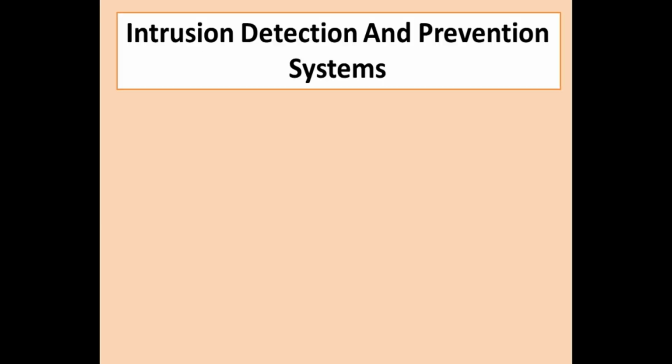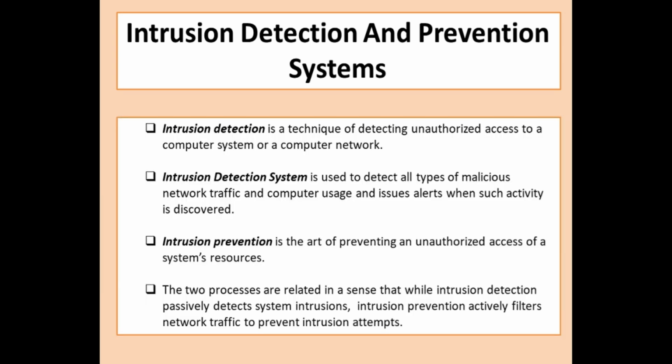Now let's understand some basics about intrusion detection and prevention systems. What is intrusion detection? Intrusion detection is a technique of detecting unauthorized access to a computer system or a computer network, whereas an intrusion detection system is used to detect all types of malicious network traffic and computer usage, and issues alerts when such activity is discovered. On the other hand, intrusion prevention is basically the art of preventing unauthorized access to a system's resources. Okay, let's see how the two processes are related to each other. Intrusion detection detects system intrusions, whereas intrusion prevention actively filters network traffic to prevent intrusion attempts.